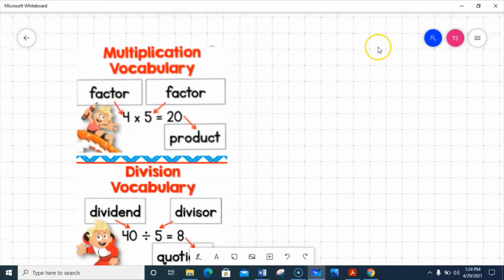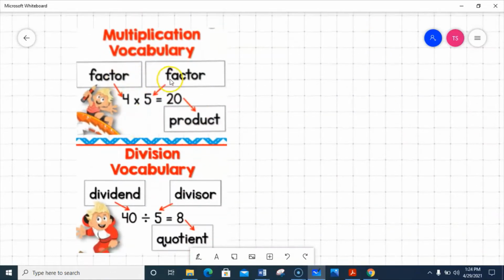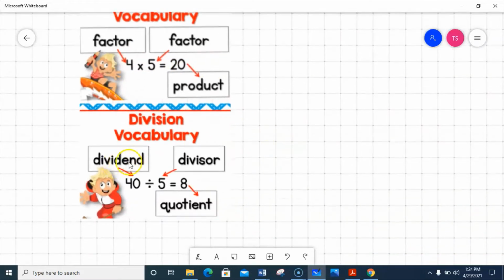Multiplication vocabulary: it's factor, those two numbers we put together in our multiplication to get our product. And there's a commutative property of multiplication, which means we can switch numbers around. 5 times 4 is also 20. And division vocabulary: dividend, divisor, quotient. Quotient's the answer to a division problem. And we cannot switch around. I cannot say that 5 divided by 40 equals 8. That would not be a true statement. So there's a specific order we divide things, just like subtraction.